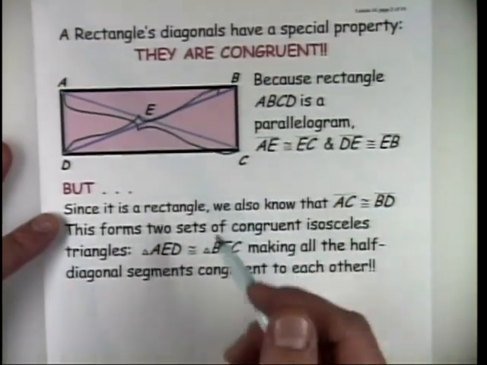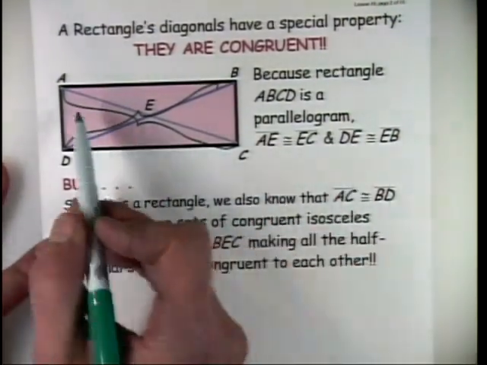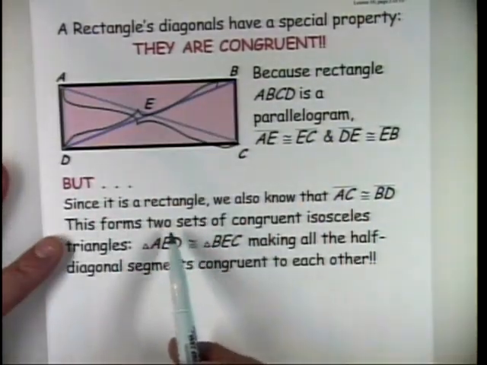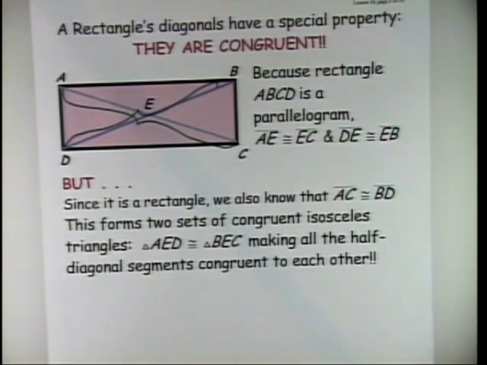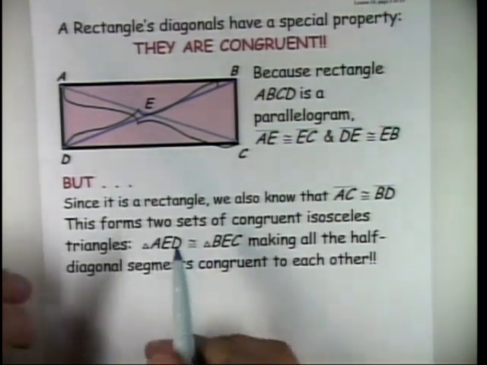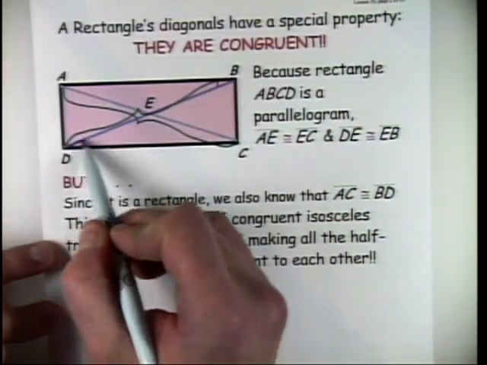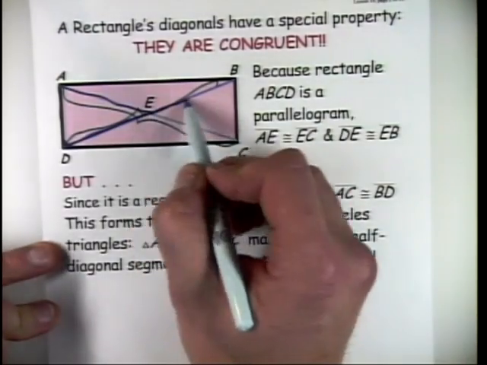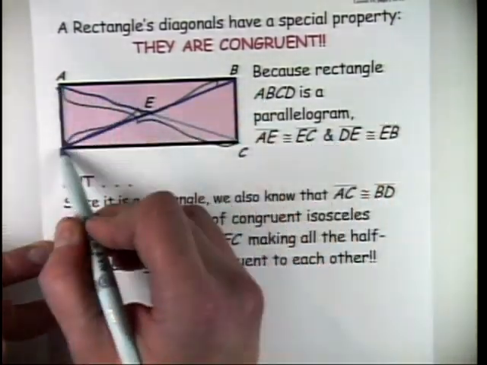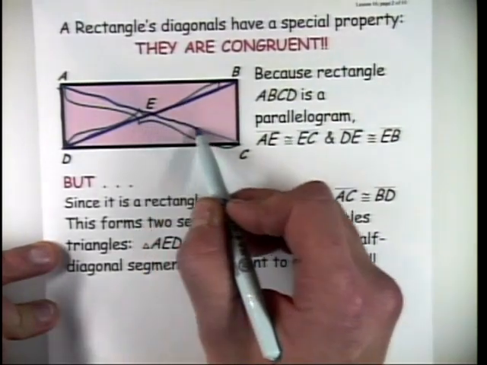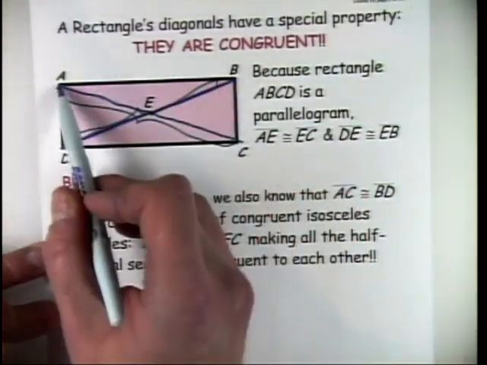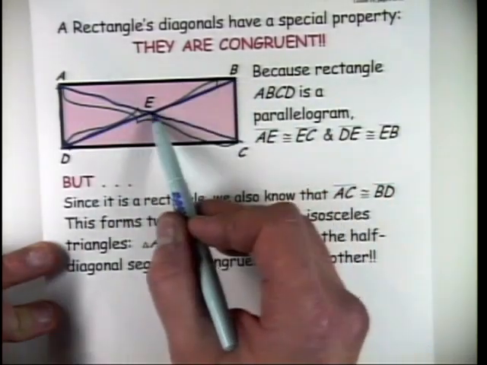Since it's a rectangle, we know that AC is congruent to BD, and this forms two sets of congruent isosceles triangles. Let me outline those for you so you can see them more easily. Triangle AED, which is this one here, is an isosceles triangle that's congruent with this one over here. Triangle AED is congruent to triangle BEC. Remember, the notation of the letters is important. A corresponds to B, so AED is congruent to BEC.